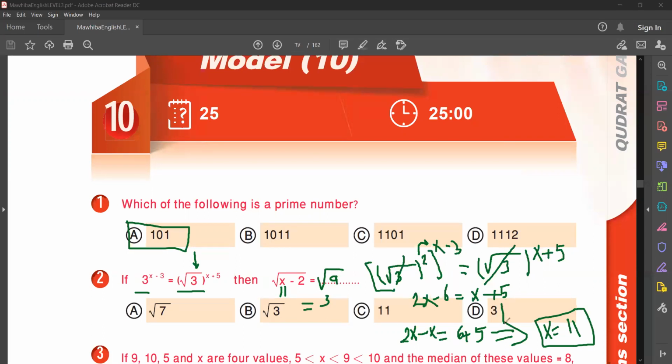So the answer is what? It is number D. Okay, is it clear, my student?